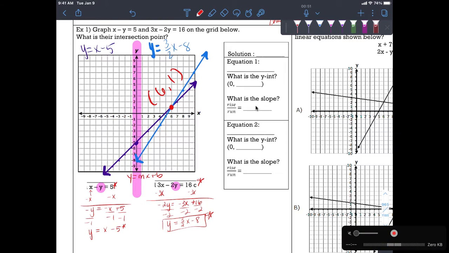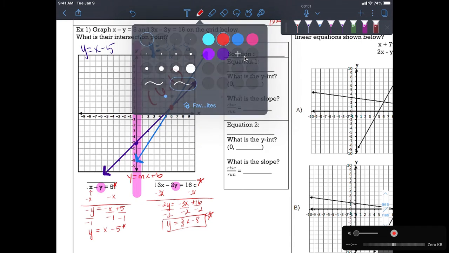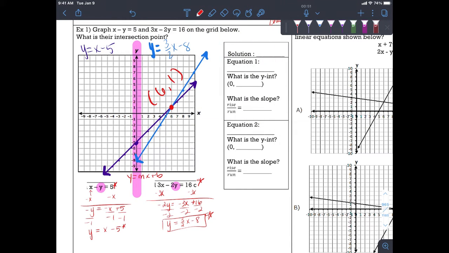Now, of course, you guys can answer all of these questions over here. I'll just very quickly write them in. So for equation number 1, y equals x minus 5. My y-intercept was at negative 5. My slope was 1 over 1. For my second equation, it was y equals 3 halves x minus 8. Negative 8 here, and 3 over 2. And my solution was located at 6, 1.